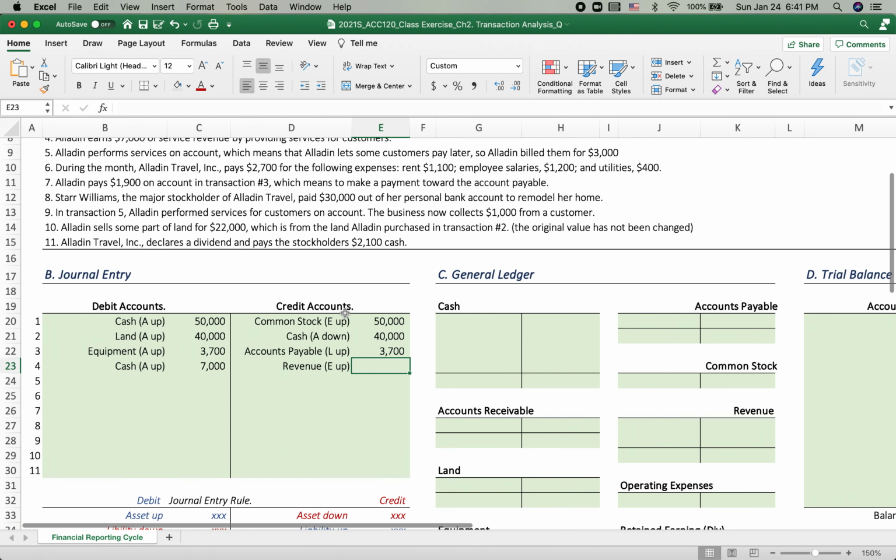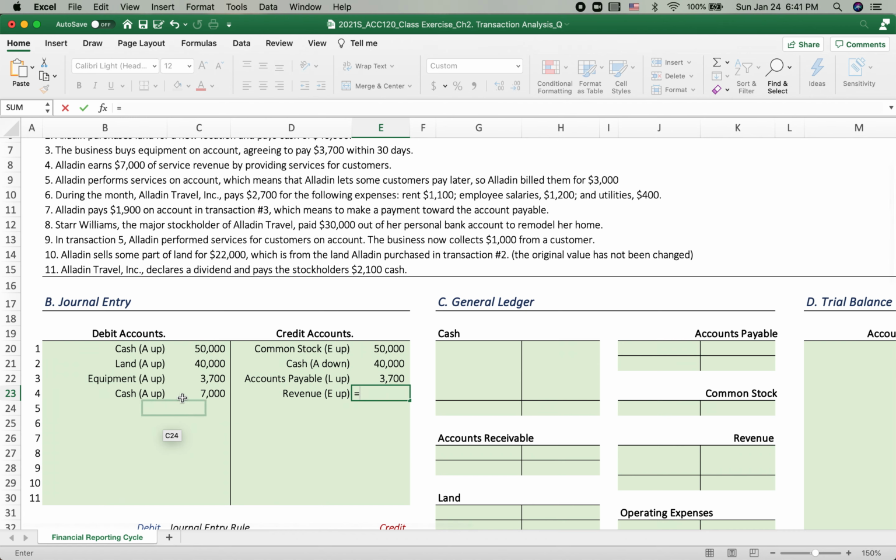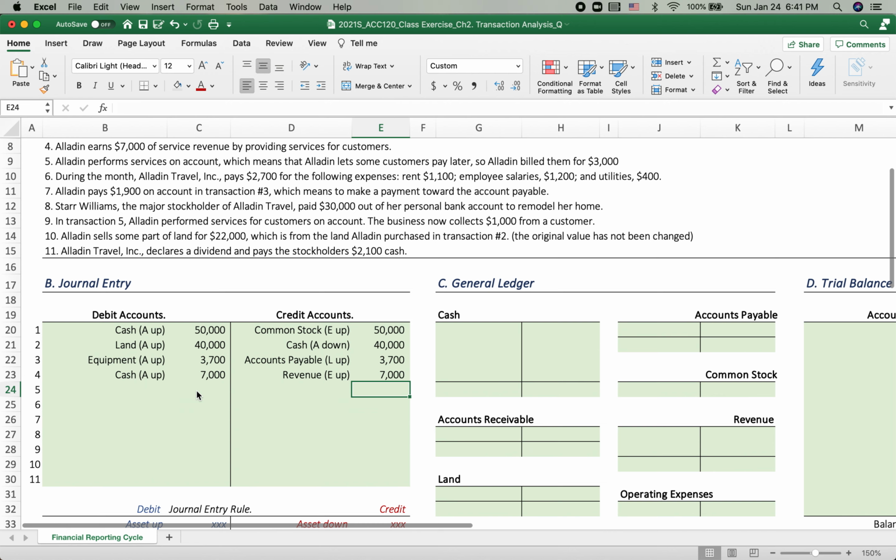Then this cash amount of $7,000 they earned when they delivered service. Number 5, Aladdin performs services on account. Oh, now it's not the cash transaction, but accrual basis. In transaction number 4, Aladdin earns $7,000. That means the company provided service and received the cash right away. But number 5 is accrual basis.